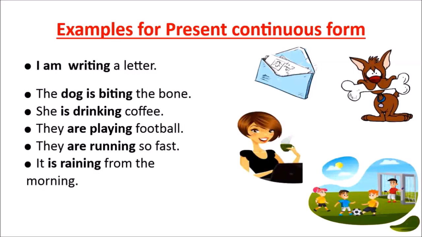Okay. Look at the next example. She is drinking coffee. So it may be happening in the present tense, but in a continuous manner or in a continuous form. That's why it is said as she is drinking coffee.